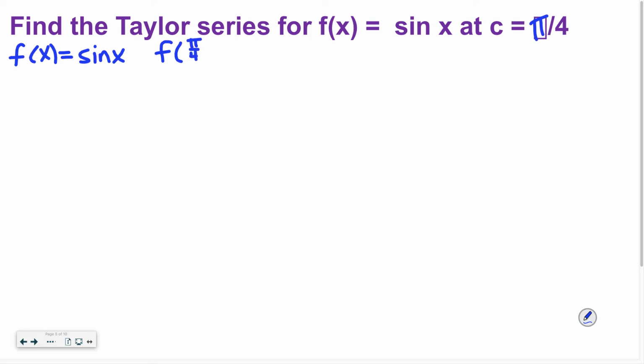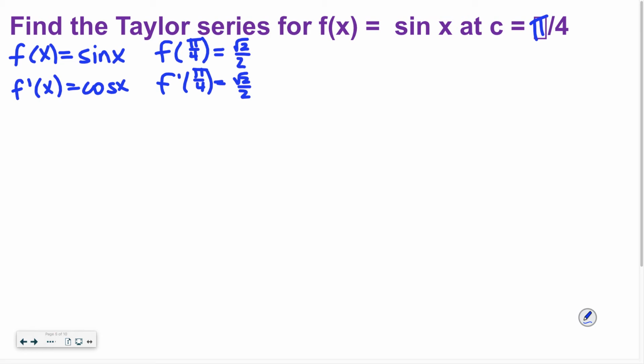Okay, I saw C equals and then I automatically went to derivatives. Because here we're going to get values for every derivative because we are centered at pi over 4, right? Our first derivative is cosine of x, evaluated at pi over 4 is radical 2 over 2.